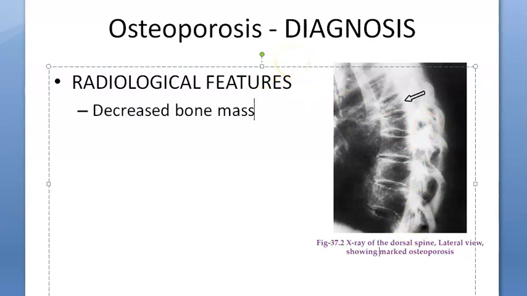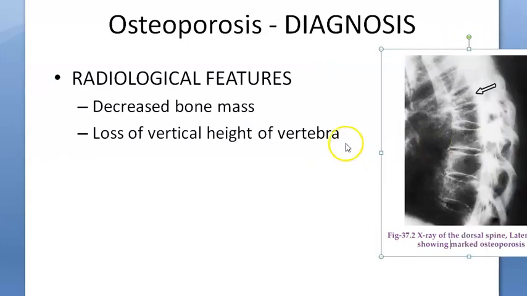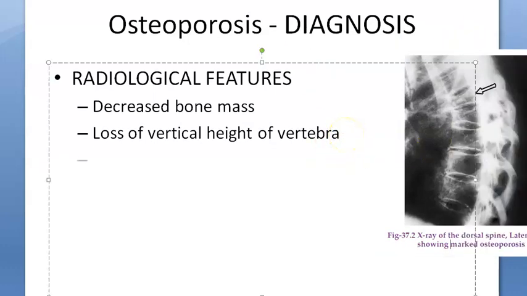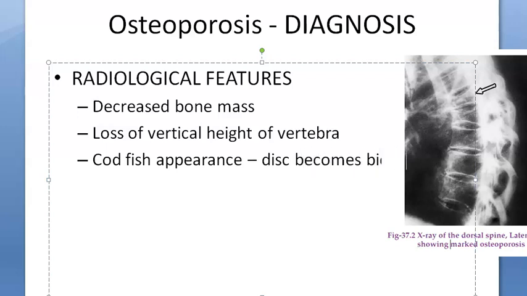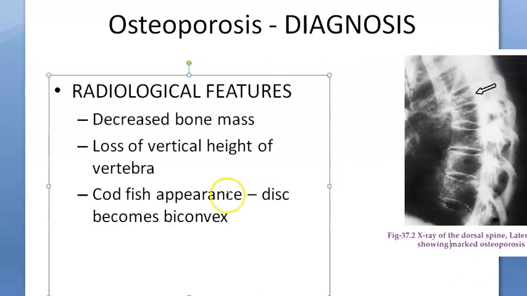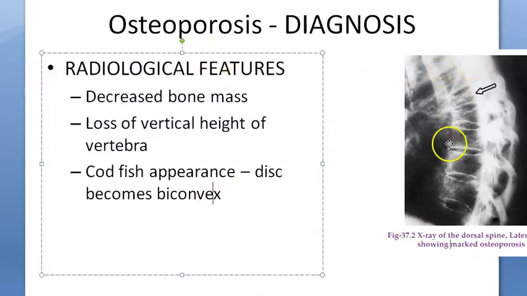Decreased bone mass, you said. Then loss of vertical height of vertebra, because there is collapsing of the vertebra. Then codfish appearance. In the codfish appearance, the disc bulges into the adjacent vertebral body so that the disc becomes biconvex. Biconvex means what? Of the disc, not of the vertebral body. Here they are talking about the disc. What is happening to the disc? They are saying this becomes biconvex.